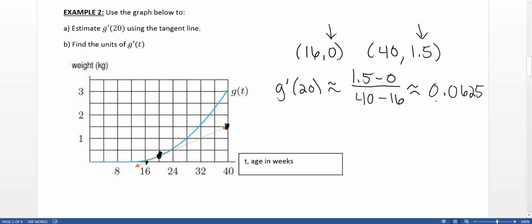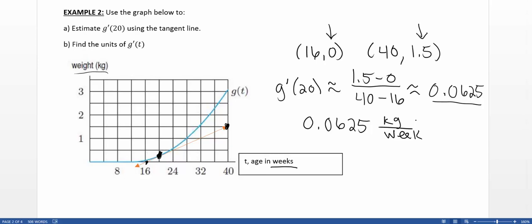So now that's part A. I've gotten a slope of the tangent line. It's an approximation because I'm estimating the points. It may not be perfect, but it's pretty close. And now I want to take that number and give it units based on the problem here. What I want you to notice is that in this graph, the dependent units are in kilograms. So that's what's going to be on the top. And then the independent units is in weeks. So g prime of 20, the derivative at 20, is 0.0625 kilograms per week.